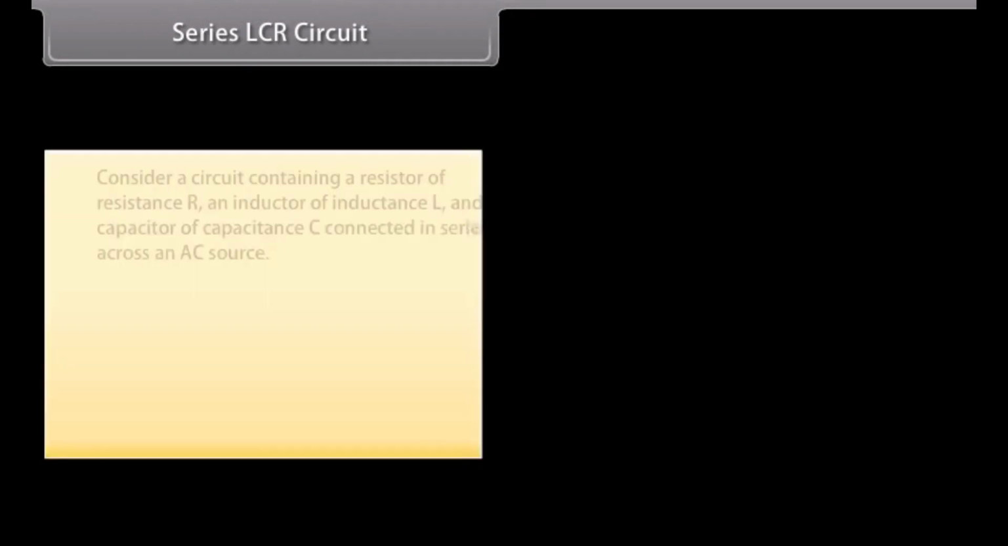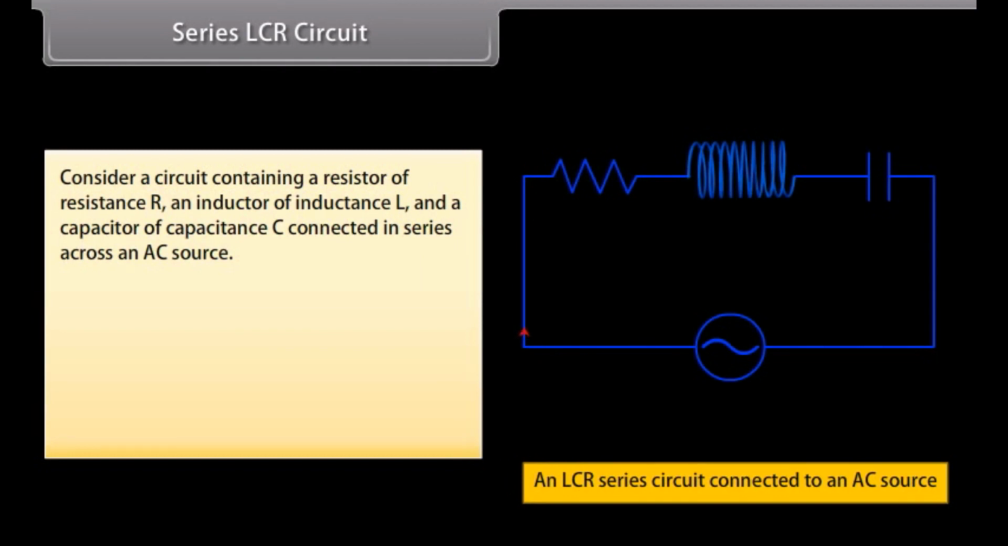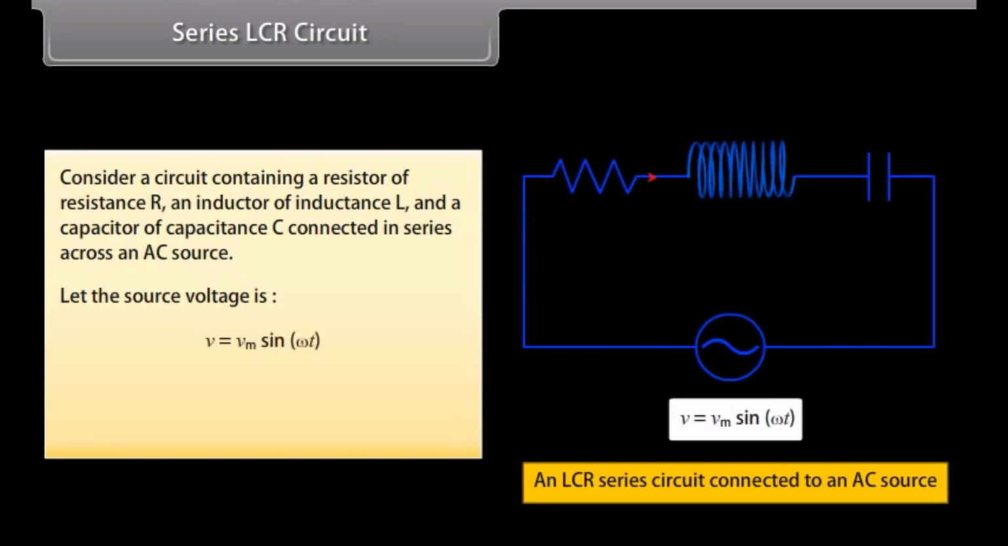Series LCR circuit. Consider a circuit containing a resistor of resistance R, an inductor of inductance L, and a capacitor of capacitance C connected in series across an AC source. Let the source voltage be V equals Vm sin omega t. We apply Kirchhoff's rule in the loop to get V is equal to VR plus VL plus VC.